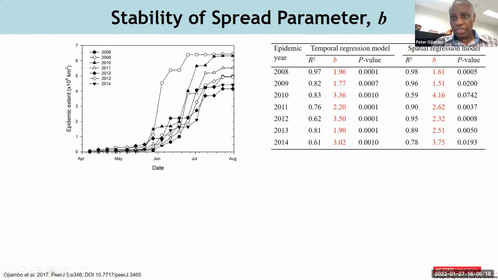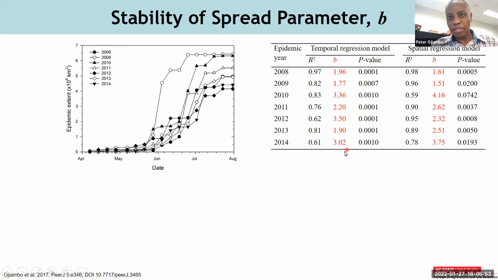So if you look at the value of B itself, after looking at the temporal and spatial, we fit a regression, the temporal and spatial model, and then we looked at how well the model did. We looked at the coefficient of determination. R squares range from 0.61 to 0.97 for the temporal regression model, so the fit was not always very good in all the years. On the spatial component, they range from 0.59 all the way to 0.98. So there's a little bit of variability in the fit of the model itself.